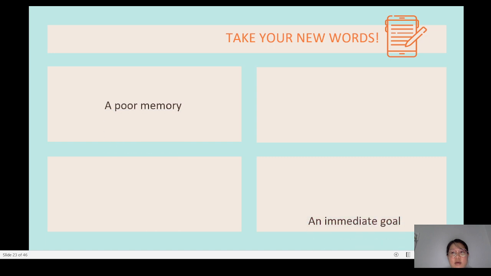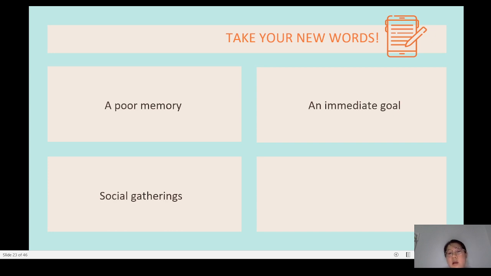And here are new words. Oh, sorry. A poor memory means that you cannot memorize something for a long time, only a short time. An immediate goal means that it's a short-term goal. Social gatherings have the same meaning as the words social relationships.